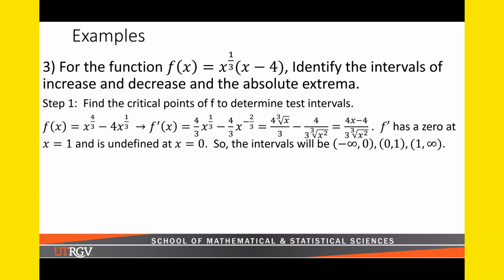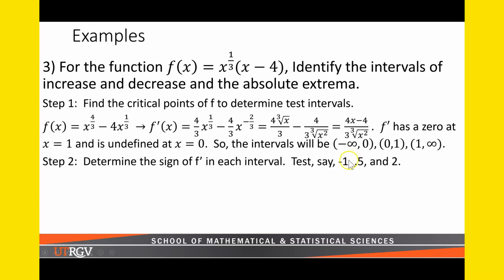If one of our intervals is negative infinity to 0, let's test something within that interval. A simple thing might be to plug in negative 1. Plug in negative 1 into the derivative and see if it comes out positive, negative, or 0. Then we've got to test something between 0 and 1. Well, let's try 1/2. Plug in 1/2 into the derivative. And then between 1 and infinity, let's find a number there. How about 2? Let's plug in 2 to the derivative.